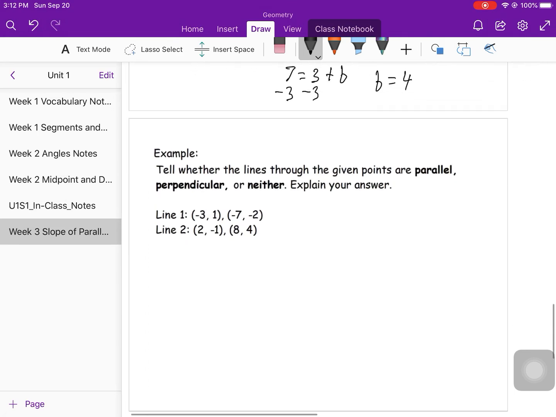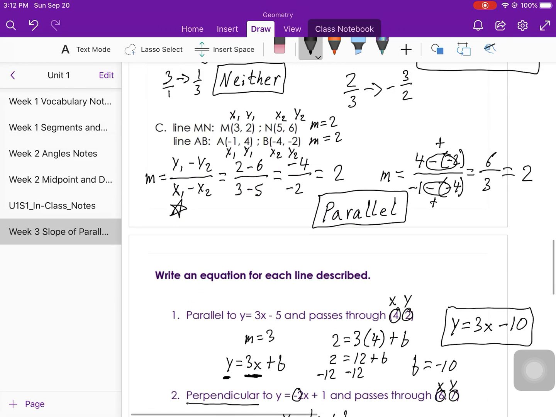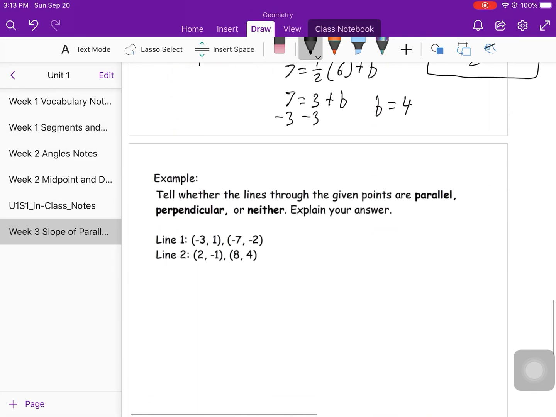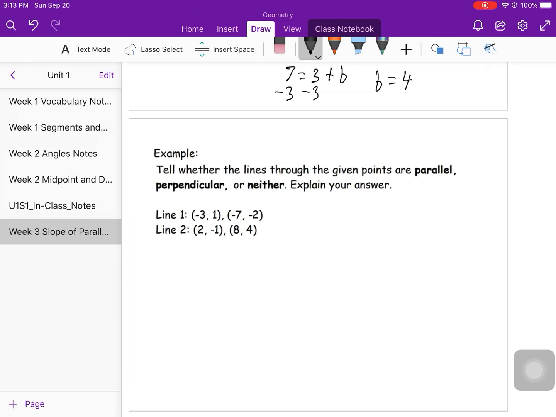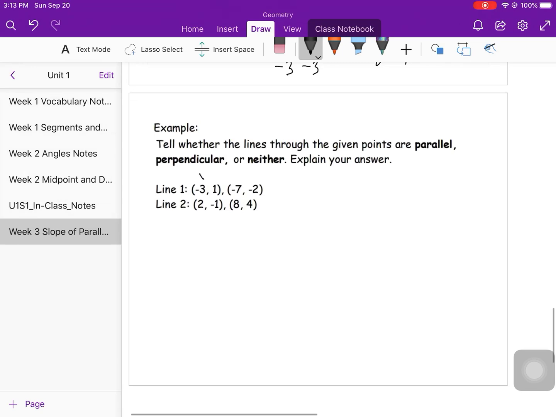Okay, last example here. This is like the one we did earlier, right up here where it gave us MN and AB. So we need to figure out, are the lines parallel, perpendicular, or neither, and then just explain our answer. So exact same thing, we're just going to set it up as x1, y1, x2, y2, and we're going to find the slopes of each of these coordinate pairs. Okay, so we got 1 minus negative 2, and then on the bottom negative 3 minus negative 7.